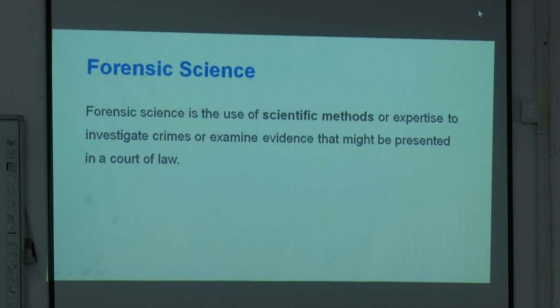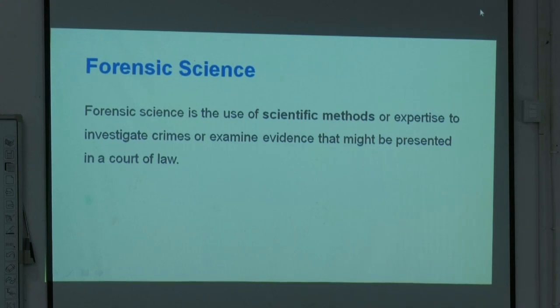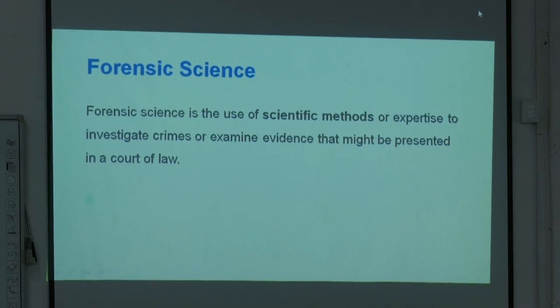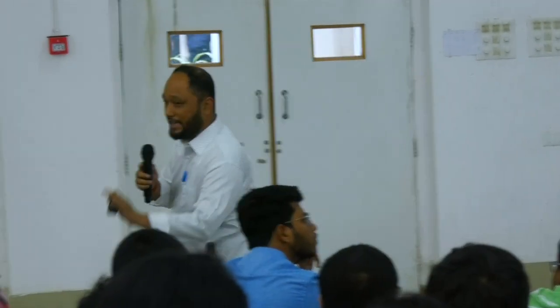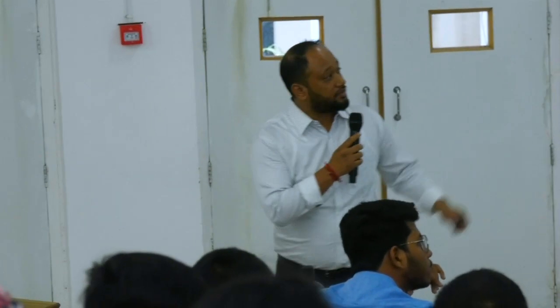Forensic sciences. So, English, Hindi, Bangla, so what does forensic science mean? Scientific methods and procedures which will aid in justice. That basic meaning will do. Okay, so that is what forensic science is. Forensic science is the use of scientific methods to investigate crime, or examine evidence which might be presented in a court of law.